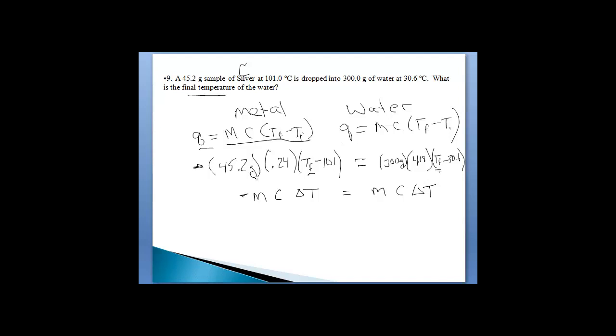And I would like you to do that math on your own. We'll go over it in class, but I want to see if you can do that, and plus I don't want to make this podcast that long. So solve for TF here and see what you get. And you know that your metal is higher temperature than the water, so you know your TF value should be greater than 30.6, and that'll be one indication whether or not you're doing it right or not.